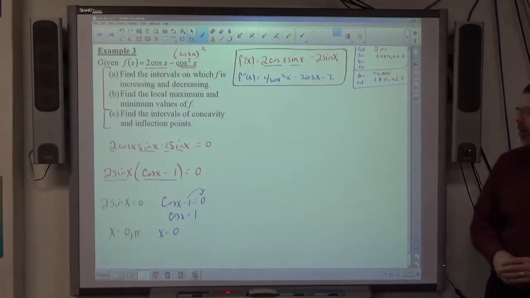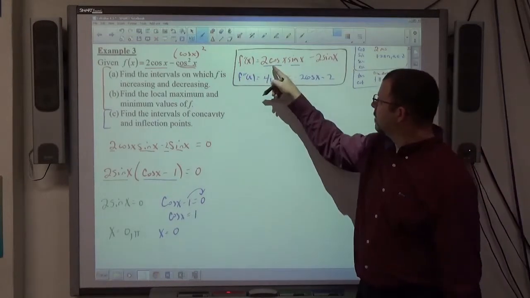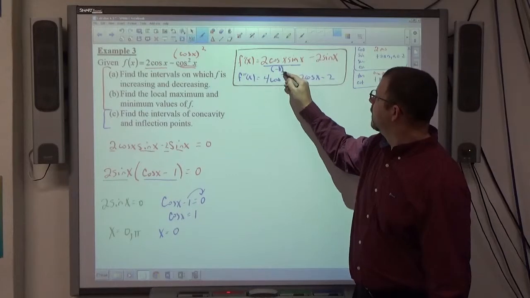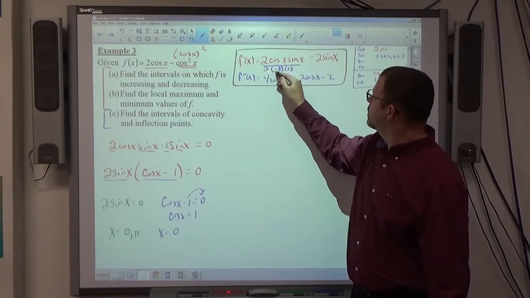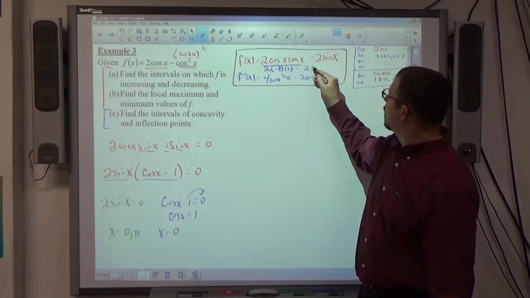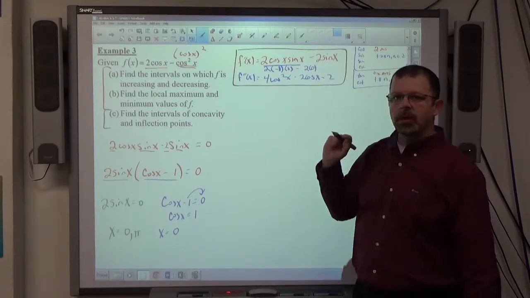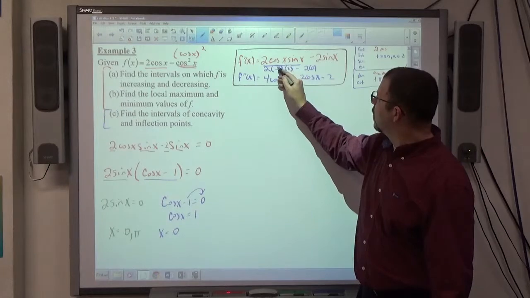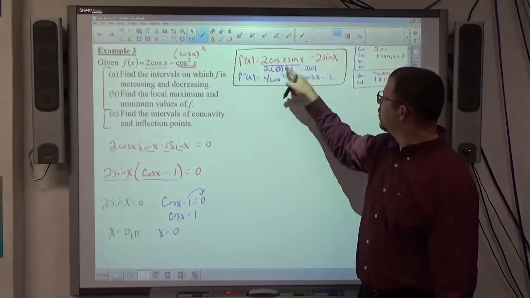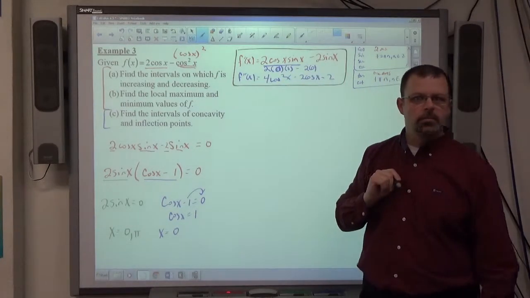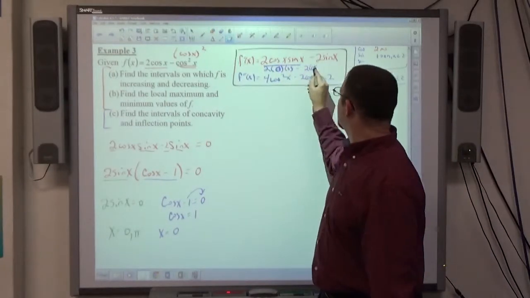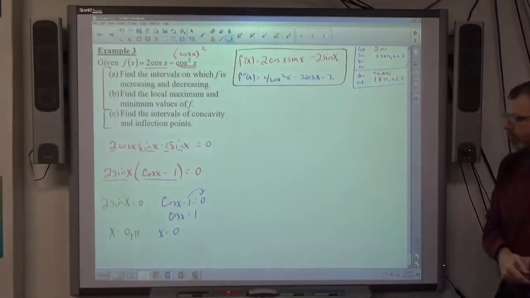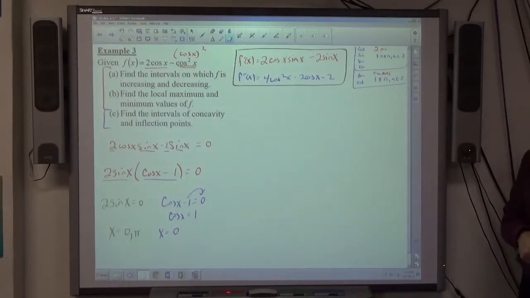If we try either one of those numbers out, let's try pi, for example, right here. Cosine of pi is -1. Sine of pi is 0. 2 times sine of pi is 0. 0 minus 0 is 0. All right. If we try 0, cosine of 0 is 1. Sine of 0 is 0. We get 0 minus 0. We get 0. All right. So both of those numbers, 0 and pi, get the answers that are correct and make that whole thing equal 0.